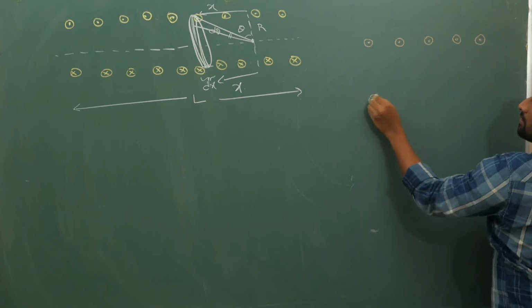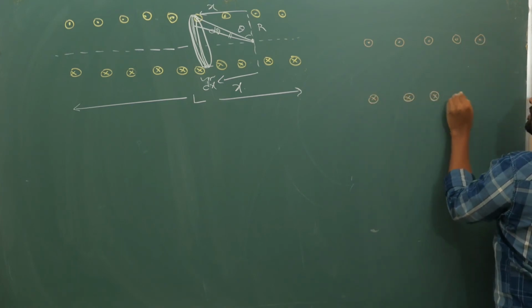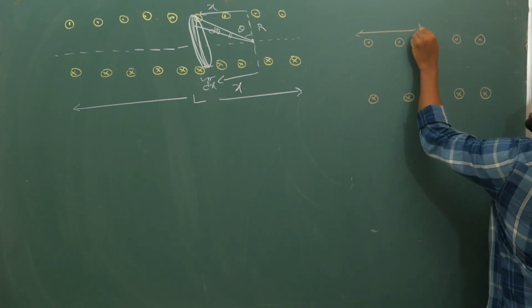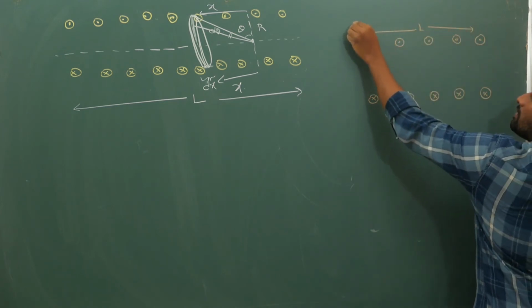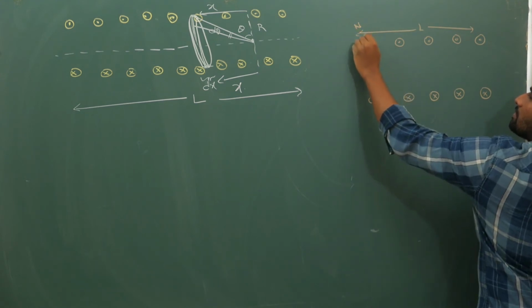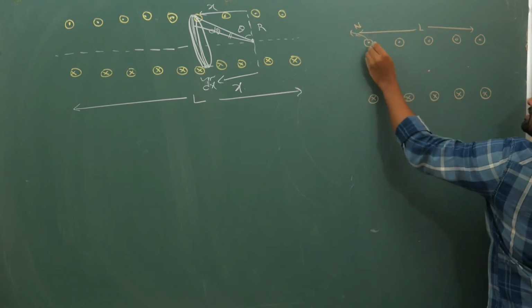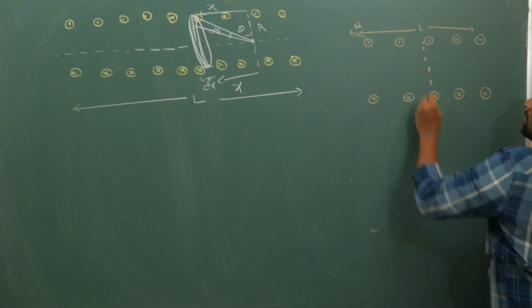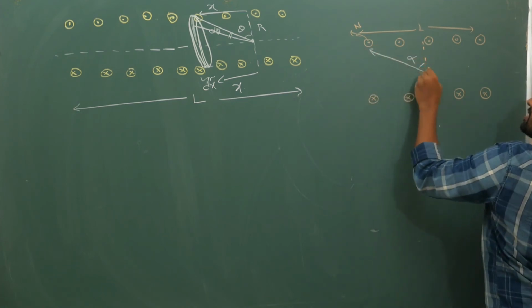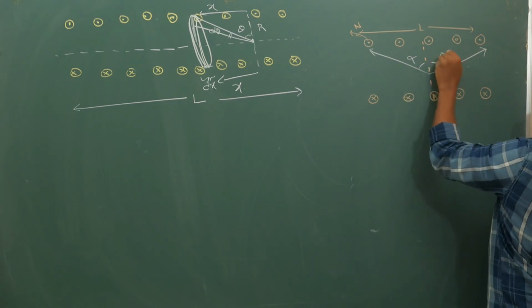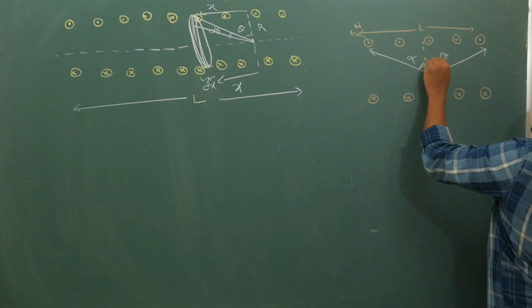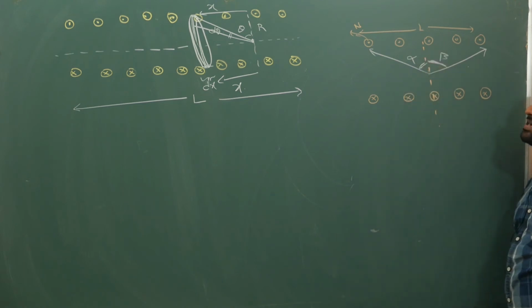Let us say your solenoid is like this. From here to here the length is L, total number of turns is N. I will join these two. This side angle, let us say it is alpha, and this side angle, let us say it is beta. So one side the angle is alpha, the other side the angle is beta.